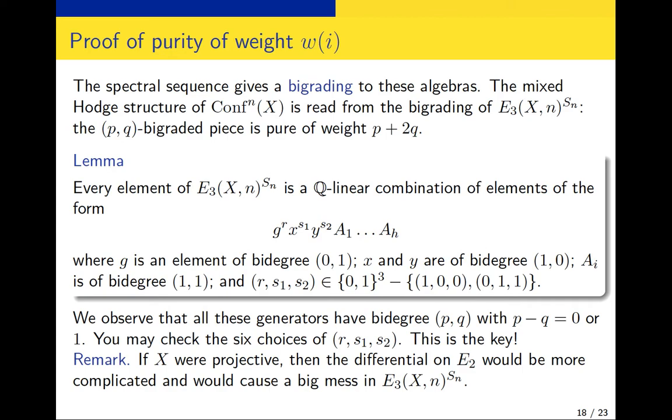The next remark here is that this E3 data depends on the data of the differential map. And if X were projective, then the differential would be too messed up, and we wouldn't get a result as nice as this. So this is the reason why we can treat the case where X is not projective. And in fact, there is a fundamental difference in phenomena between the projective case and the non-projective case.